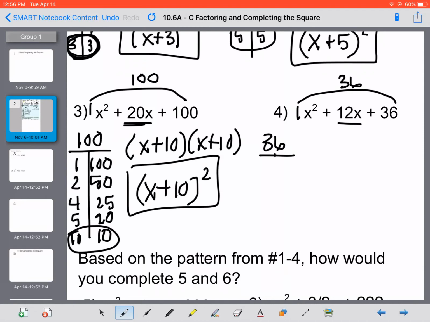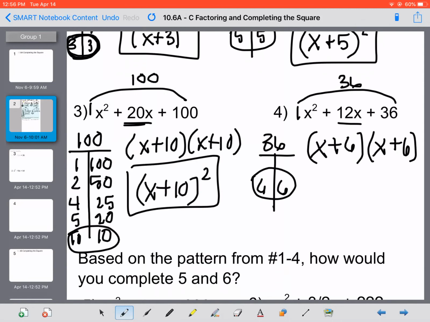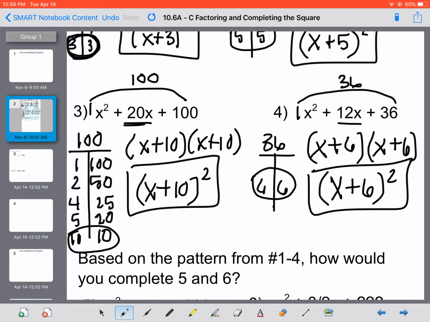When we think about 36, 6 and 6 add to 12 but multiply to 36. So this one is also a perfect square because it's two of the same binomials. So this becomes x plus 6 quantity squared. If you notice, there is a pattern going on between our b value and our c value.